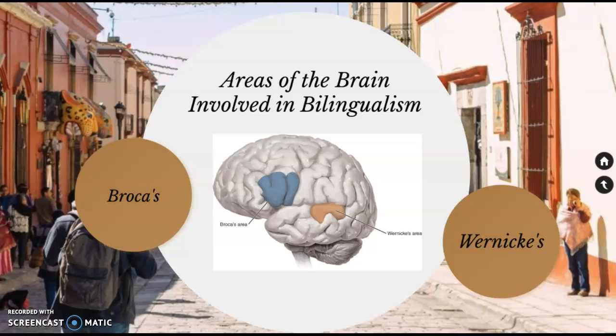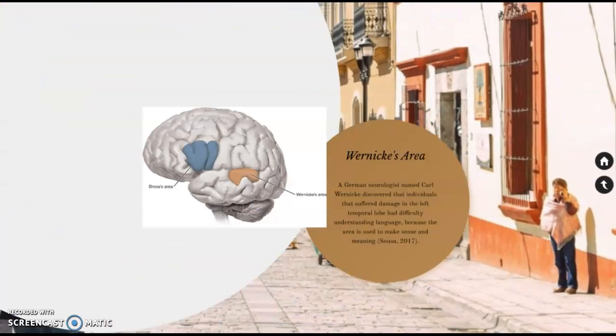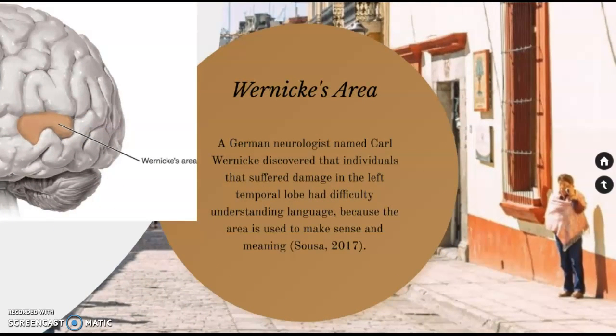The second area is called Wernicke's area, and this is named after Wernicke, the German neurologist, who discovered that individuals that suffered damage in the left temporal lobe had difficulty understanding language. So he determined that this area is used to make sense and meaning.